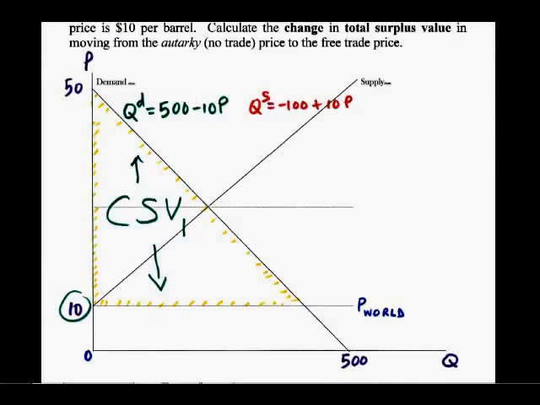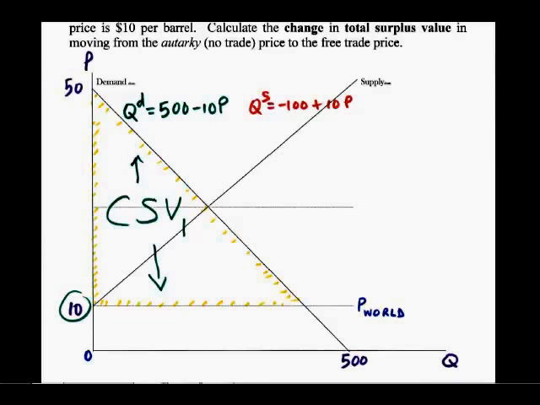We're going to move on to discuss the problem now when there is free trade. And we say at the current world market price of 10, consumers are getting more surplus value because they're paying a lower price. More consumers are also getting this surplus value. So the height of this larger triangle is going to be 50 minus 10 equals 40.